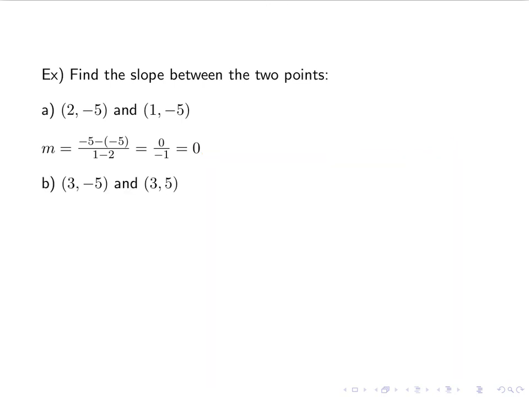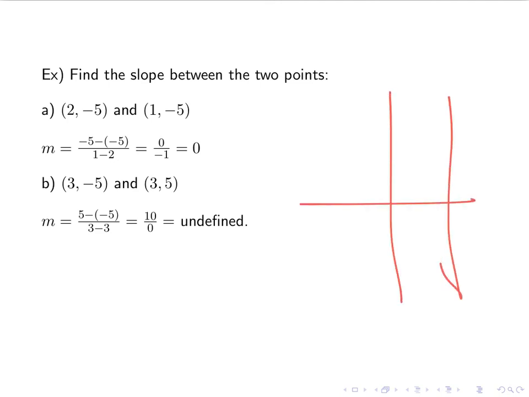Versus 3, negative 5, and 3, 5. So then I have 5 minus negative 5 over 3 minus 3, which is 10 over 0. Remember, you cannot divide by 0. That is undefined. A line with a slope that is undefined means there's no run and there's only a rise. So if I'm not running and I'm only rising, I have a vertical line.